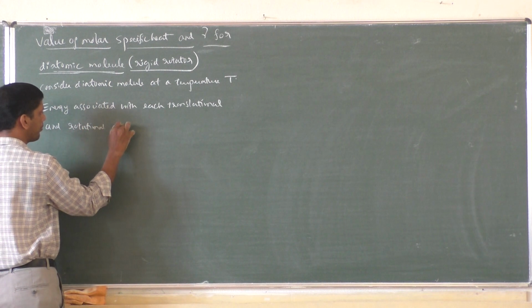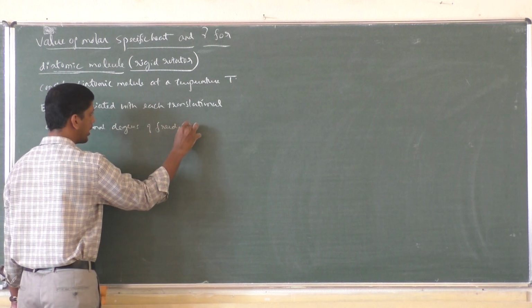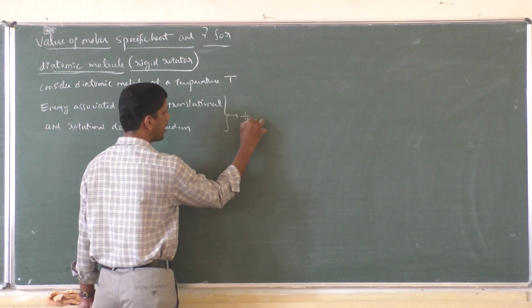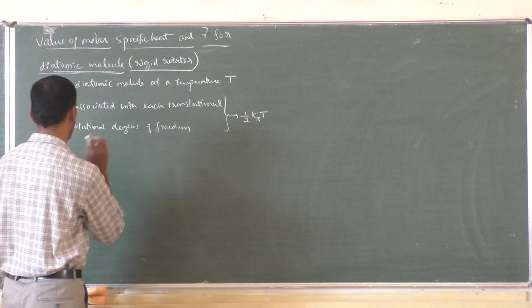What is the value? According to the law of equipartition of energy, the energy associated with each vibrational as well as each translational as well as rotational degree of freedom will be equal to half kBT. We know this concept.